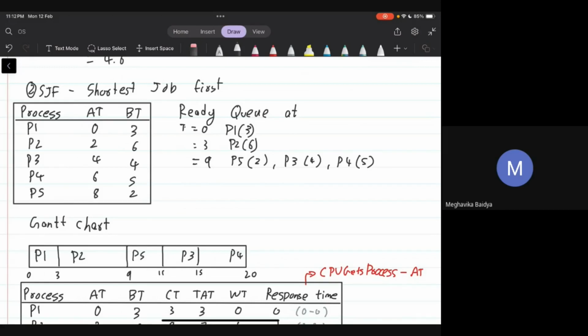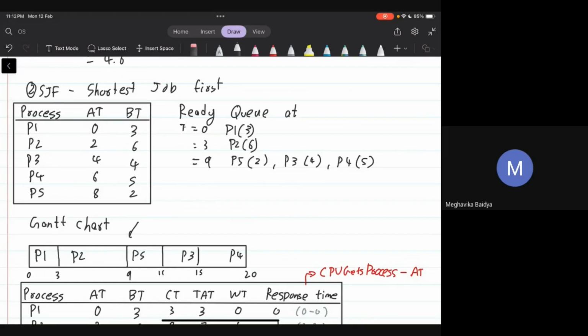Is it preemptive or non-preemptive? This is non-preemptive. So how do you understand what is non-preemptive and what is preemptive? In preemptive, the processes will repeat itself in the Gantt chart, but in non-preemptive, it doesn't repeat itself.